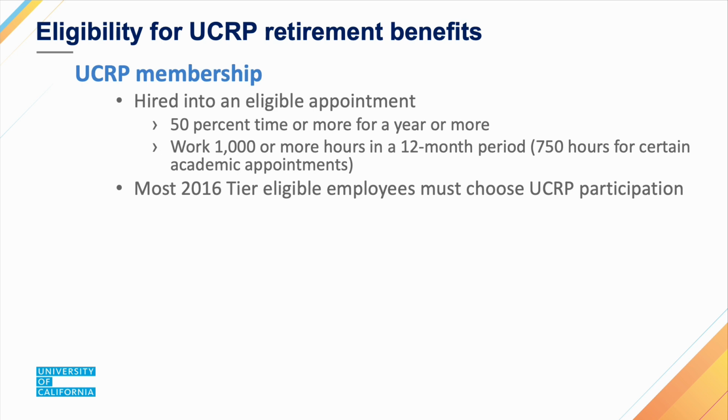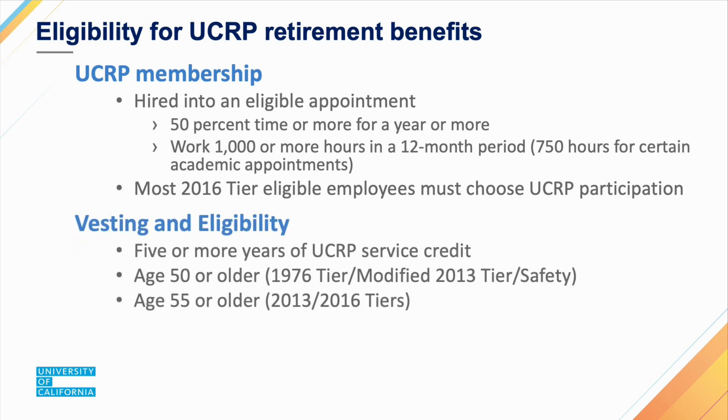Now, certain appointments, such as student titles, postdoc positions, positions through the temporary employment service or temp pool, per diem positions, visiting titles, and other situations don't qualify for UCRP membership. Now, participation is automatic for those of you in an eligible position. However, if you were hired on or after July 1 of 2016 in a retirement choice eligible position, then you must choose to participate in the UCRP under the 2016 tier to begin membership.